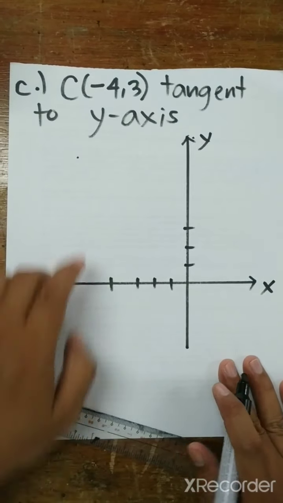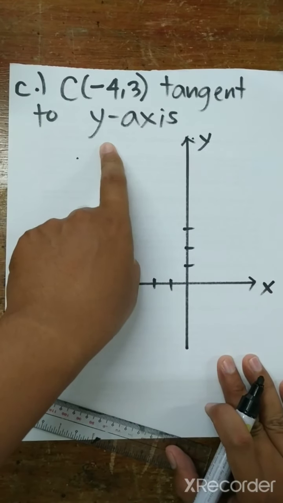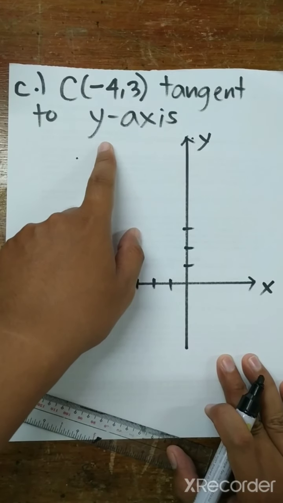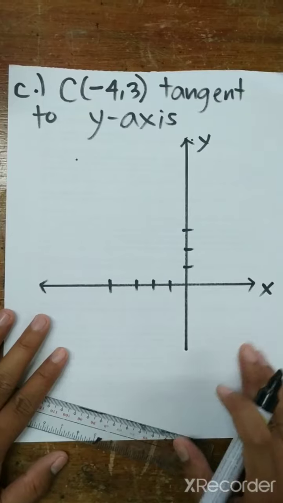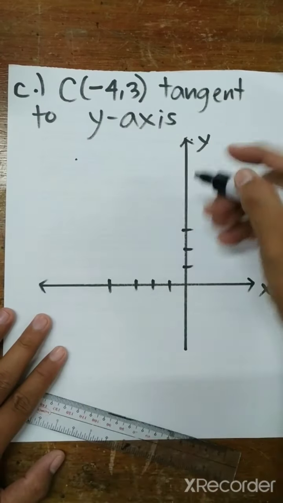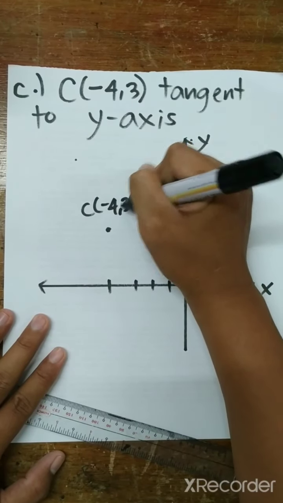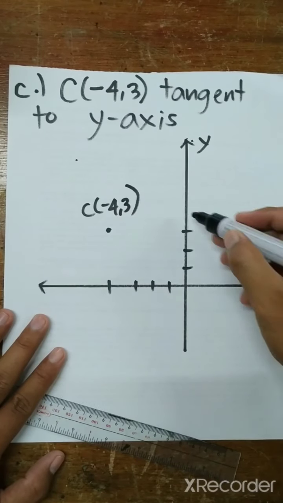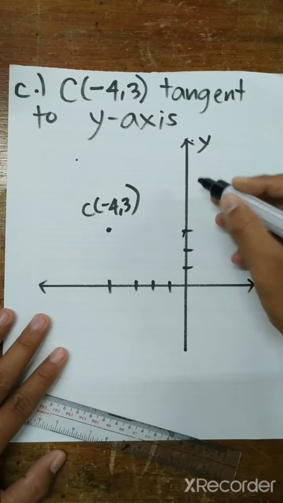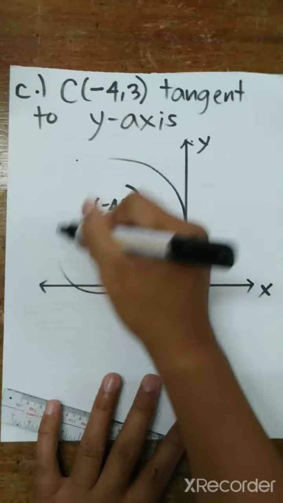In our third example, we have center (-4, 3), but this time it is tangent to the y-axis. So when we say tangent, it intersects the circle at exactly 1 point. Alright, so first we are going to locate our center, which is (-4, 3). So its center is around there. So right now, our tangent is the y-axis. So it will have a point of tangency at exactly 1 point. So pardon for my circle. It's not a perfect circle.